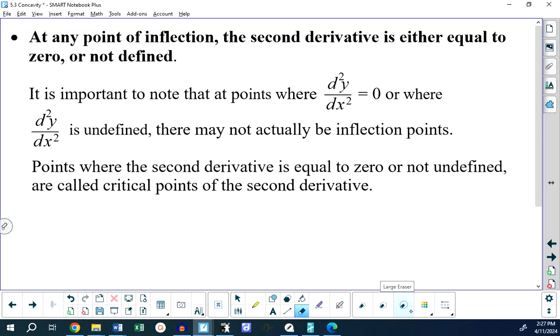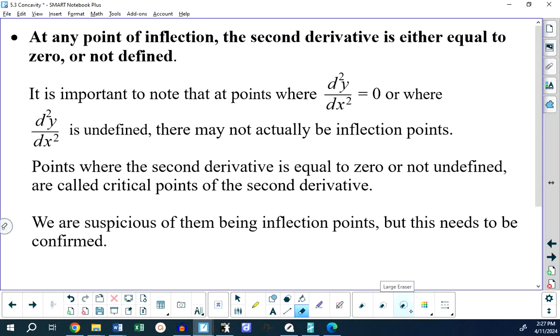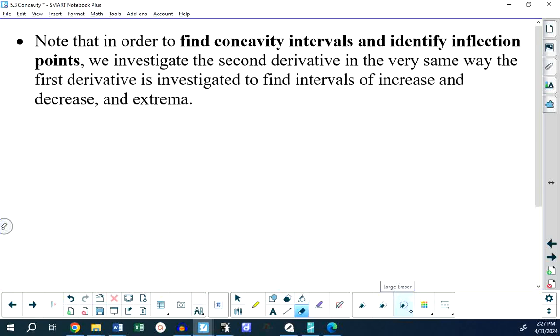When we were talking about max-mins and critical points, what primary tool did you use to determine which of the critical points actually corresponded to max-mins? What did you have to do? Who can tell me? Alex? Can you be more specific? The first derivative chart. So here, you're going to have to do a second derivative chart.